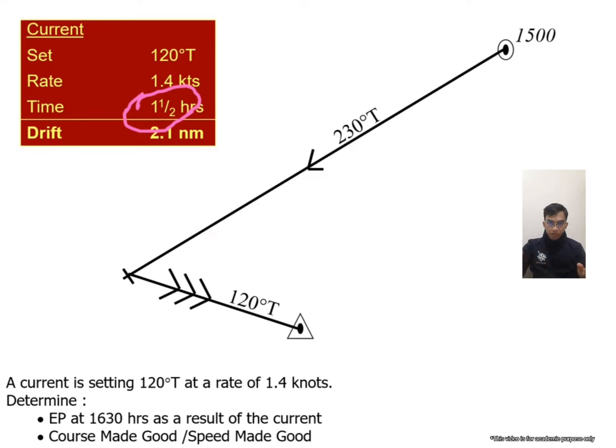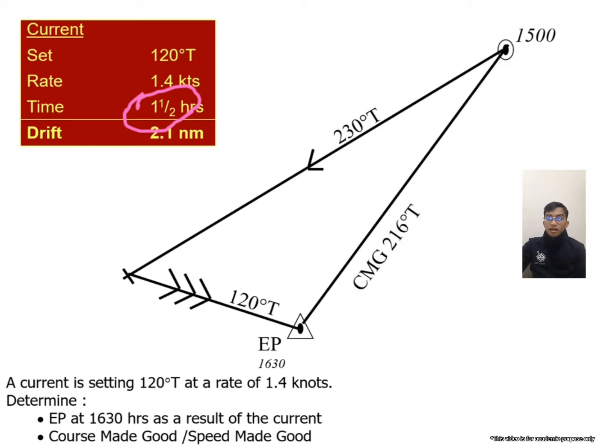So let's draw the current here. The current has been drawn in the direction of 120 degrees true. The current is always drawn pointing towards the direction where it is going. The three arrows denote the direction of the current. You will draw it for a distance of 2.1 nautical miles because these vectors are all for 1.5 hours, not for 1 hour but 1.5 hours.